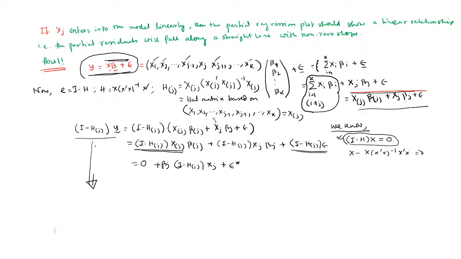So this error is nothing but what you get when you omit the jth explanatory variable. This is the residual part of the regression when you omit the jth explanatory variable.